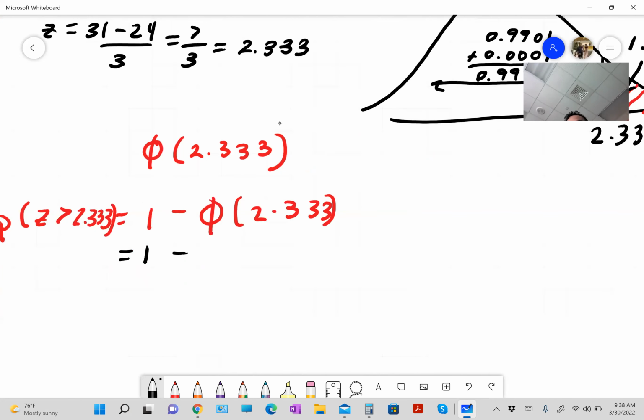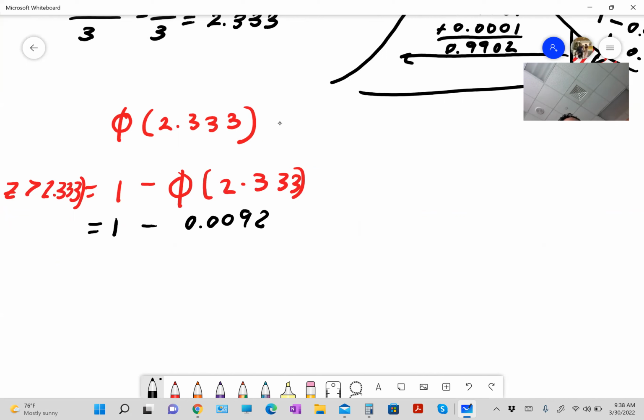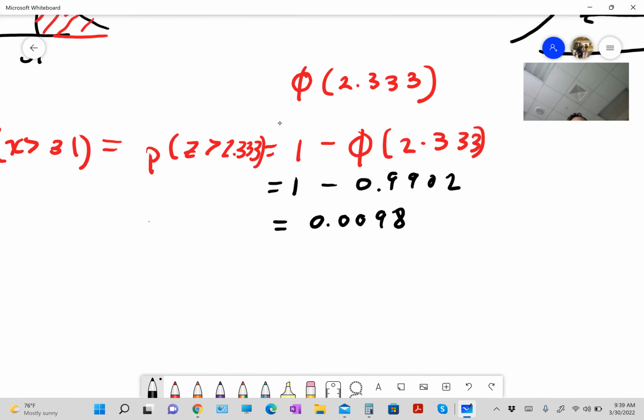So now we have 1 minus 0.9902. Oh, sorry, I'm messing up there. This is 0.0098. And that is your answer, isn't it? So the probability of X being greater than 31 must be that.